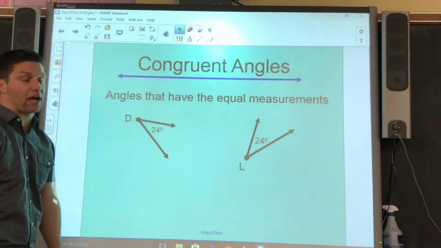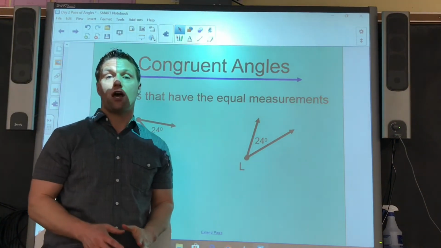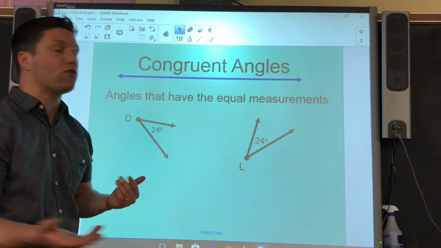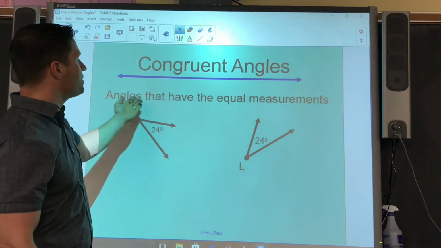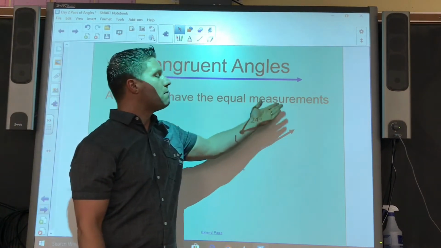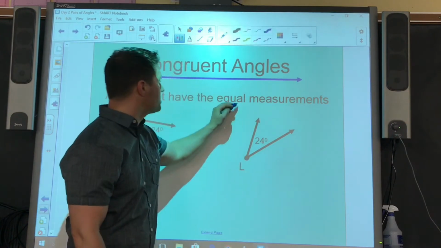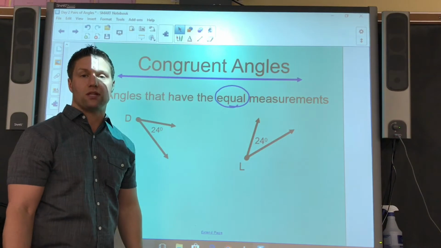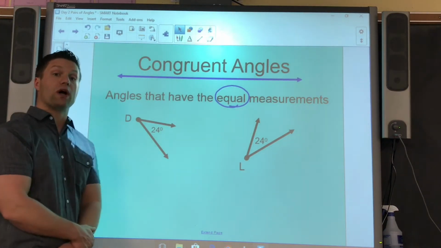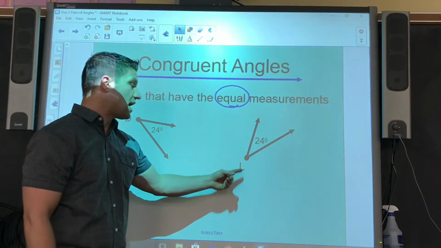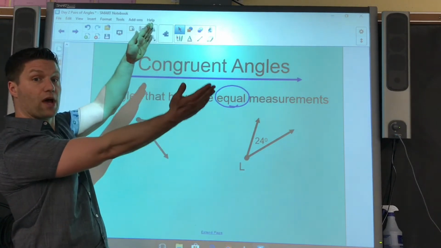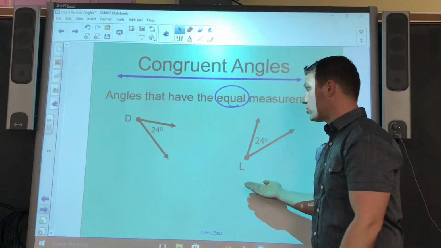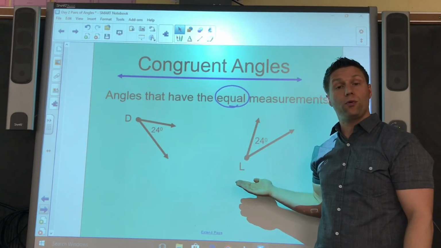What else can we look at? Now these are angle pairs based on their size. Congruent might be a word you've heard before in math. It means angles that have equal measurements. The key word here is equal. They have to have equal measurements. So angle D is 24 degrees, and angle L, even though it's facing a different way, this one's facing down, this one's sort of facing up, is also 24 degrees. We can say those are congruent.